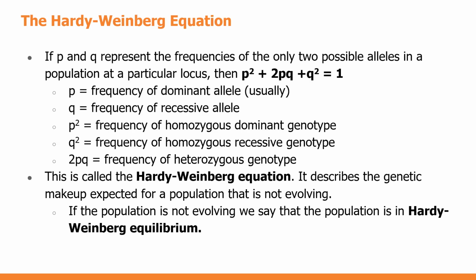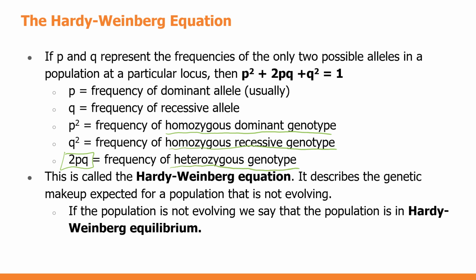If P and Q represent the frequencies of the only 2 possible alleles in a population at a particular locus, then P squared plus 2PQ plus Q squared equals 1. Let's break that down. We know that P is the frequency of the dominant allele, Q is the recessive allele. P squared is the frequency of the homozygous dominant genotype. Q squared is the frequency of the homozygous recessive genotype. And finally, 2PQ is the frequency of the heterozygous genotype.